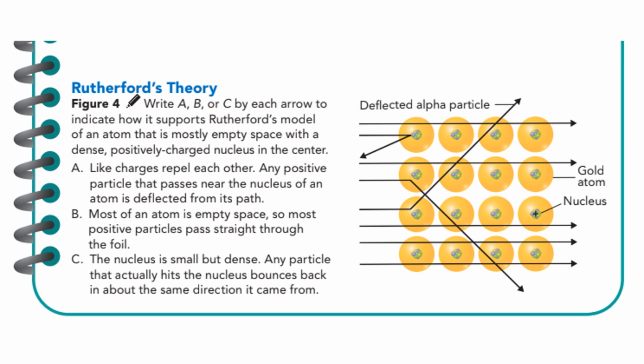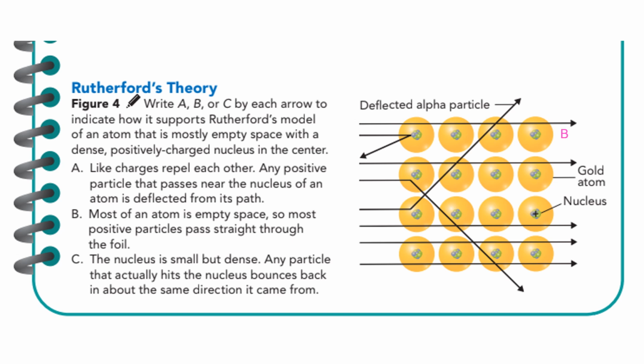For A, like charges repel each other, and any positive particle that passes near the nucleus of an atom is deflected from its path. B, most of an atom is empty space, so most positive particles pass straight through the foil. And C, the nucleus is small but dense. Any particle that actually hits the nucleus bounces back in about the same direction it came from. So we're going to start at the beginning and work our way down.